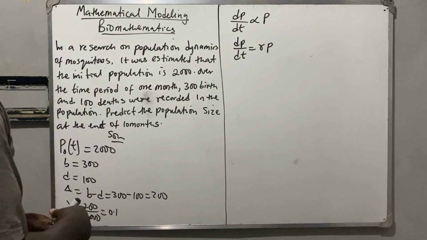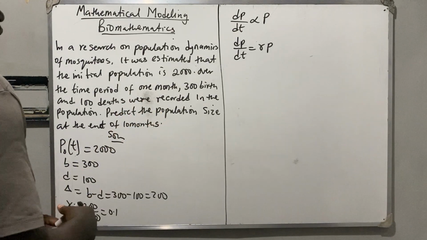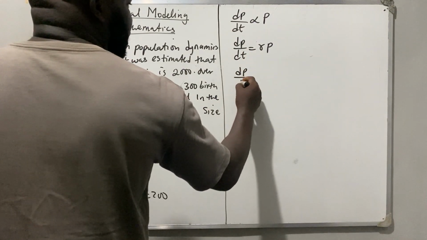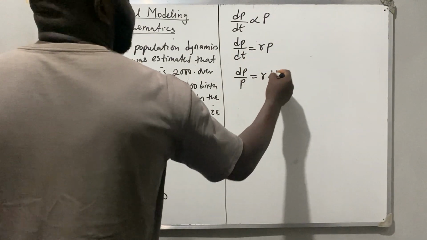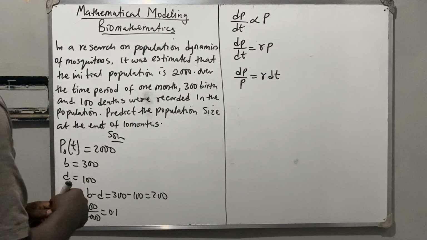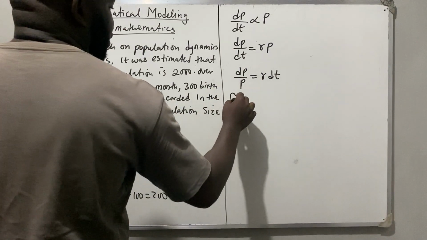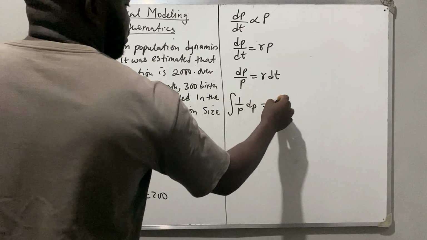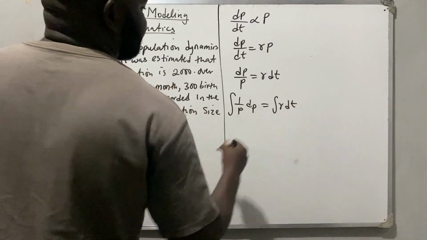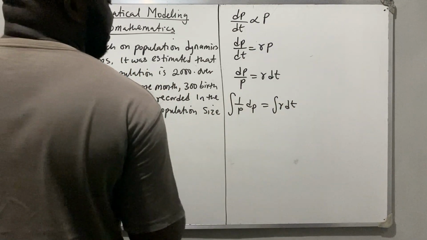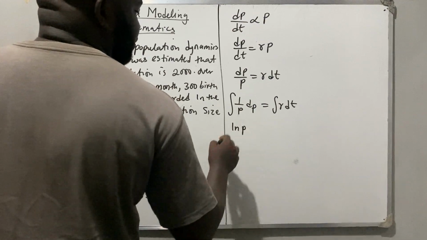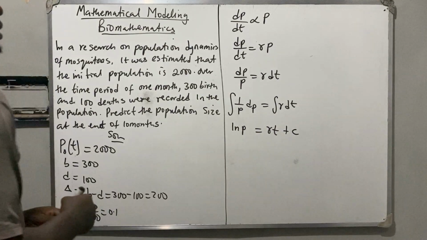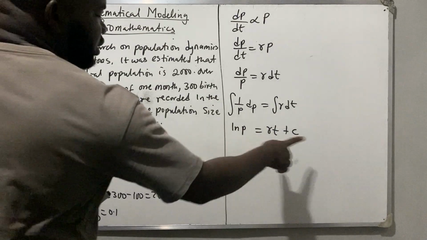Now, let us solve this differential equation by variable separable. If we separate them, we see that dP over P will be equal to r dt. Now let us integrate both sides. The integral of 1 over P dP is equal to the integral of r dt. The integration of 1 over P is ln P, which is equal to rt plus a constant.